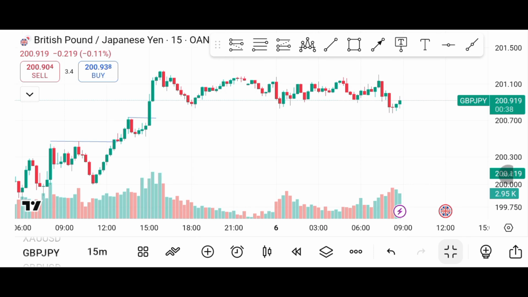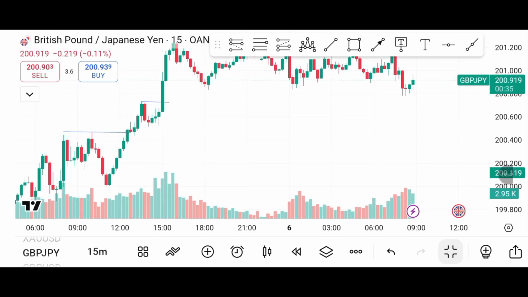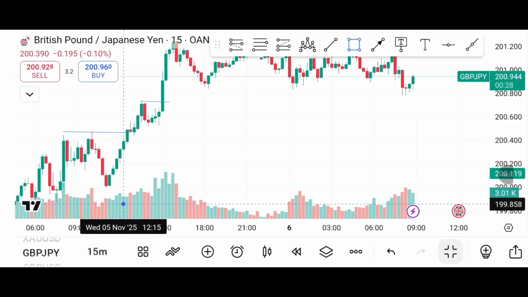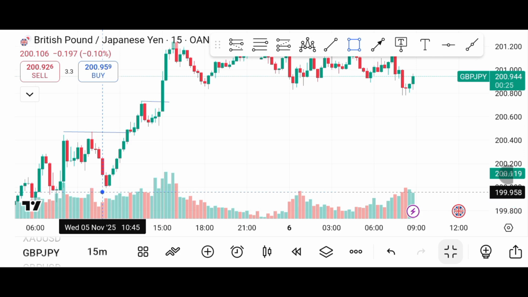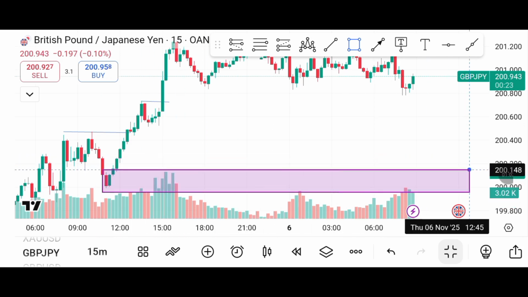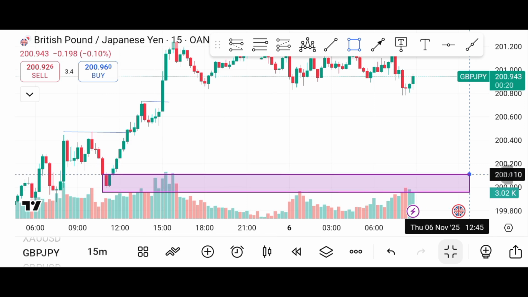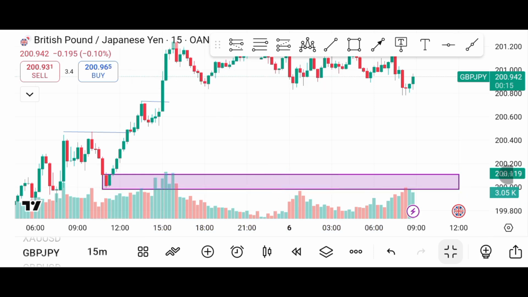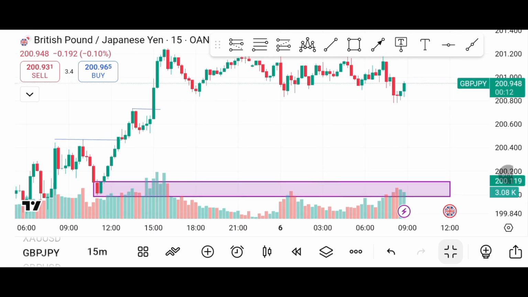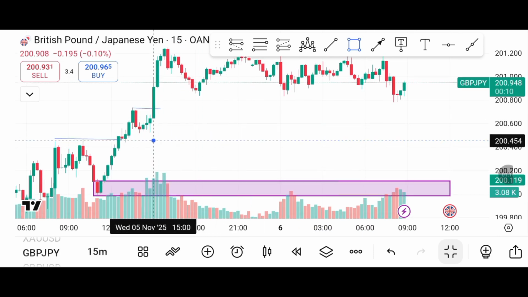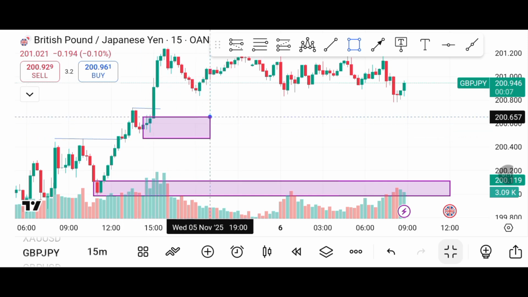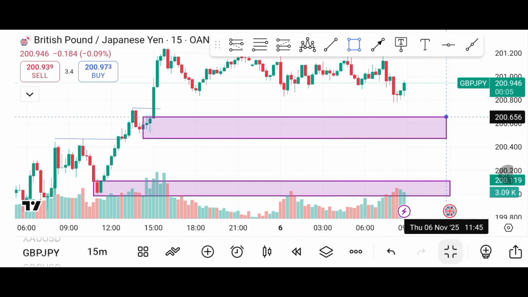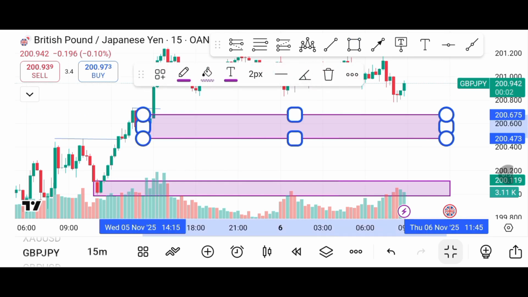Now, on these areas I just marked out, you can see the origin that formed them. The order blocks that formed them are still very much active and valid. We have this first order block here, very valid, and we're looking at price probably coming back to that area. Then we have this other one here. There is another order block resting here. This is happening on the 15-minute time frame, guys.